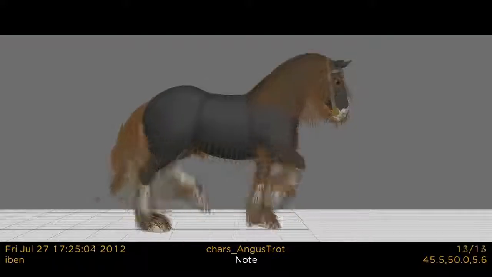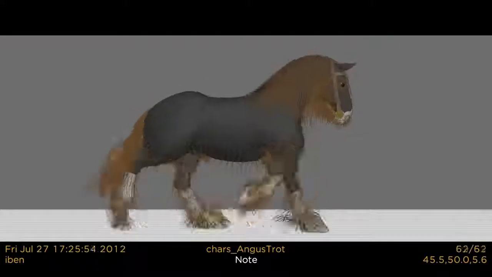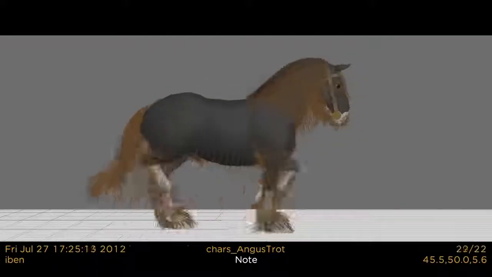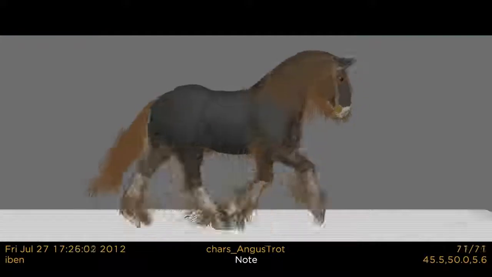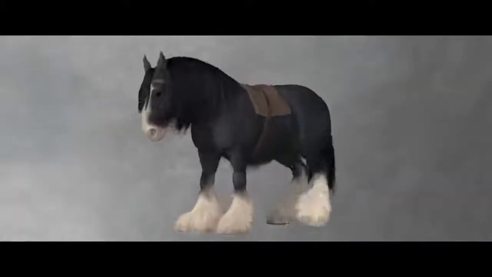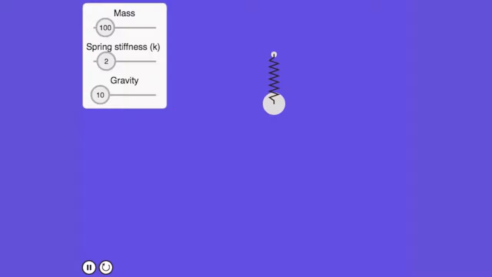For Brave, we modeled the horse's hair using a mass spring system similar to what we are describing in this tutorial. Nearly 10,000 simulated hairs in total. In the next exercise, you can explore a simple mass spring system. You'll be able to adjust the following parameters: mass of the particle, spring stiffness, K, and the force of gravity, and we'll ask you some challenge questions to make sure you understand the basics of Hooke's law.